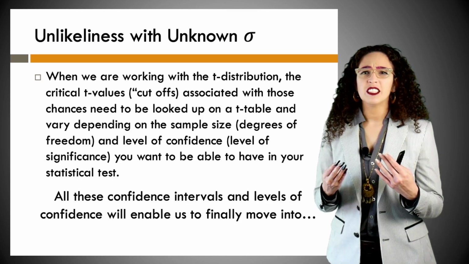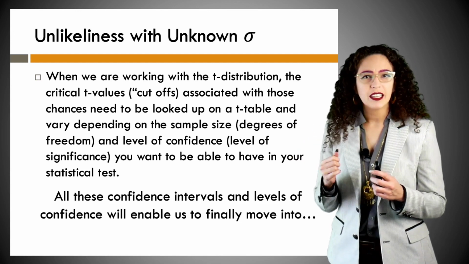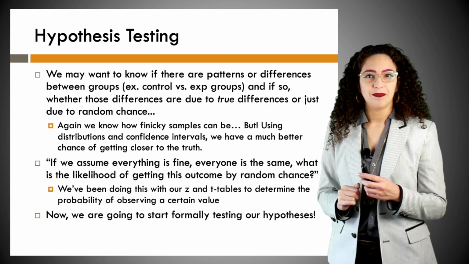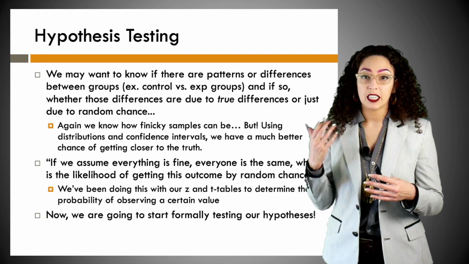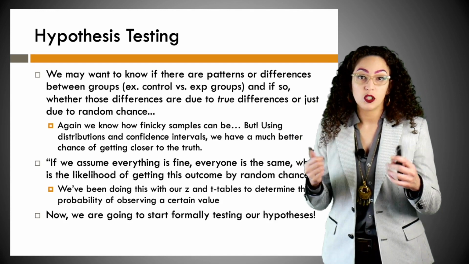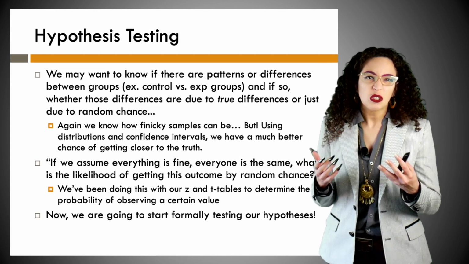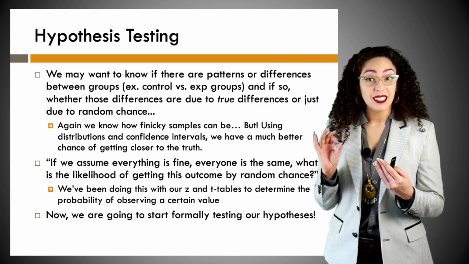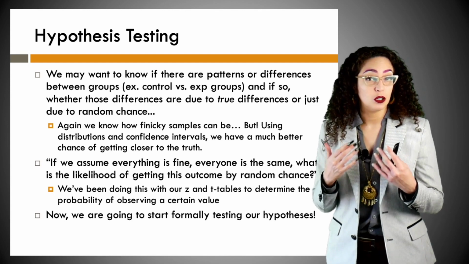All these confidence intervals, levels of confidence, levels of significance, cutoffs, they're going to finally help us move on to hypothesis testing. So we want to know if there are patterns and differences between groups, say a control group and an experimental group on some sort of a drug. And if so, are those differences true differences or just due to random chance? We know how finicky samples can be, but using distributions and confidence intervals, we have a much better chance of getting closer to the truth.